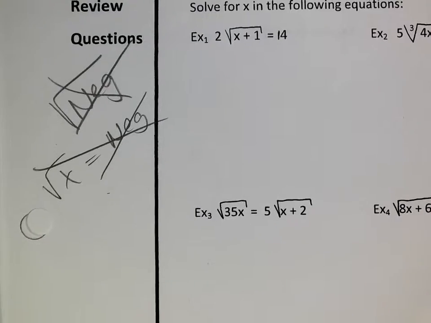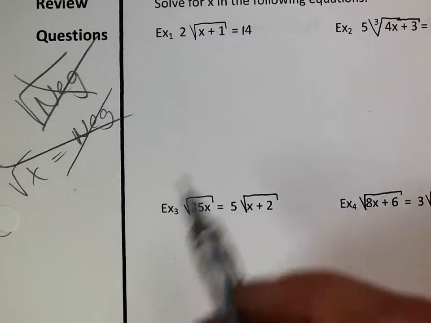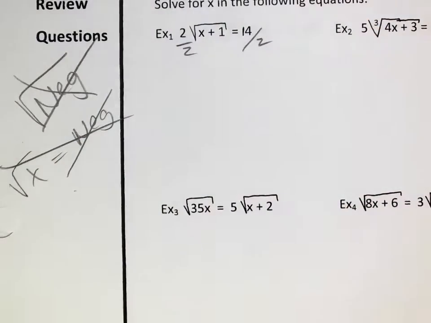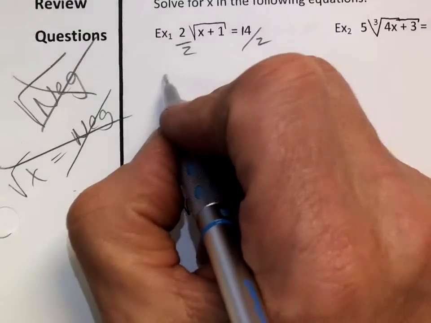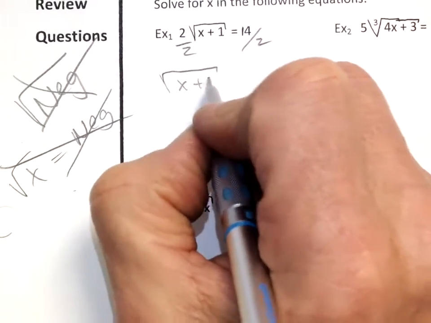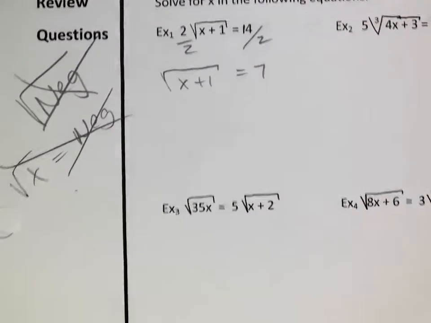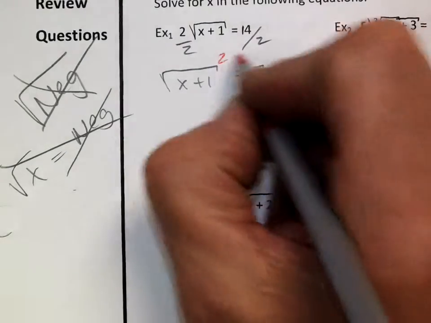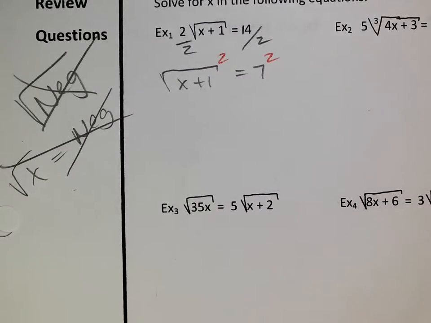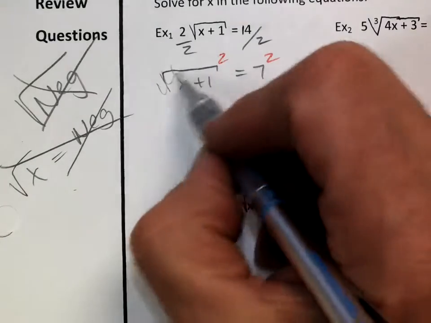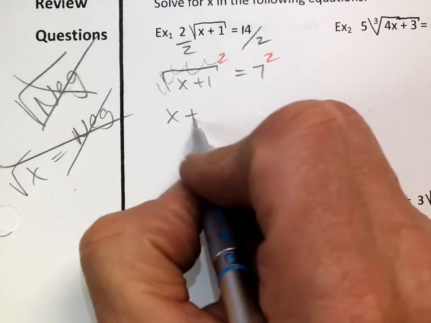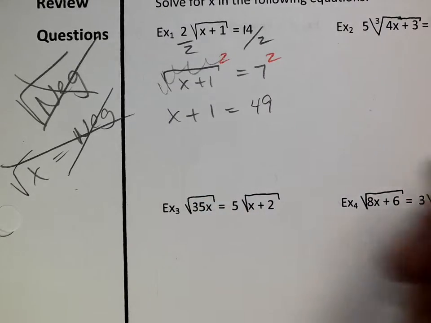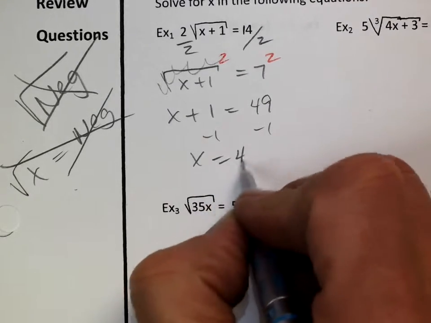Okay, so let's start with number 2 first. We're just going to solve like we always do. The first thing I'm going to do is get rid of the 2, so we divide by 2 on both sides. That's a pretty simple step. Then I'll have the square root of x plus 1 equals 7. I'm going to undo the problem, so to get rid of the square root, we square both sides. If I square a square root, it cancels out my square root. I'm left with x plus 1 equals 7 squared, which is 49. Minus 1, x equals 48.